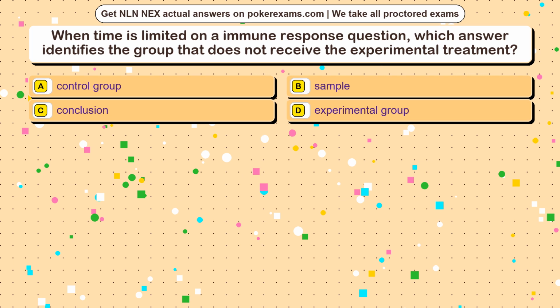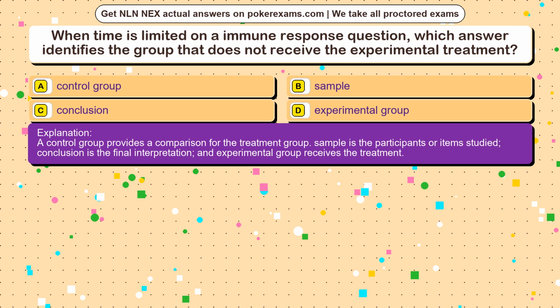The correct answer is option A. A control group provides a comparison for the treatment group. Sample is the participants or items studied, conclusion is the final interpretation, and experimental group receives the treatment.